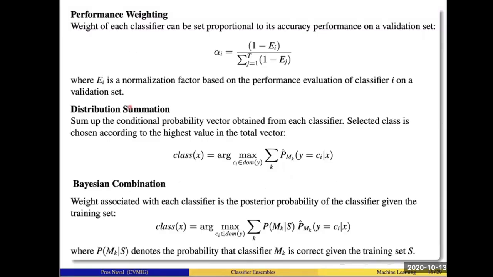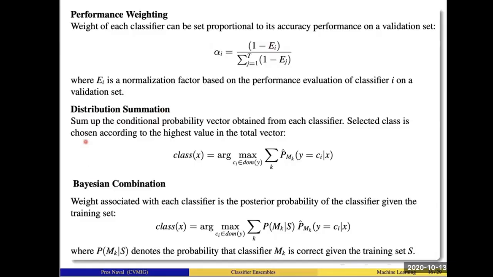Then performance weighing. Here, the weight of each classifier can be set proportional to its accuracy performance on the validation set. So you have a validation set, then you measure the performance of a particular classifier on that validation set. That would be E. E is a normalization factor based on the performance evaluation of classifier i on the validation set. Then you do that for all classifiers. That would be the weight of each classifier.